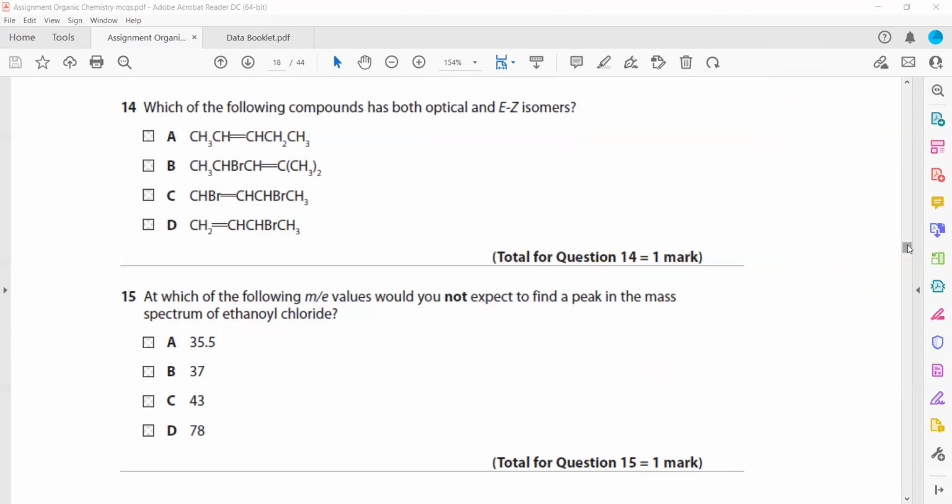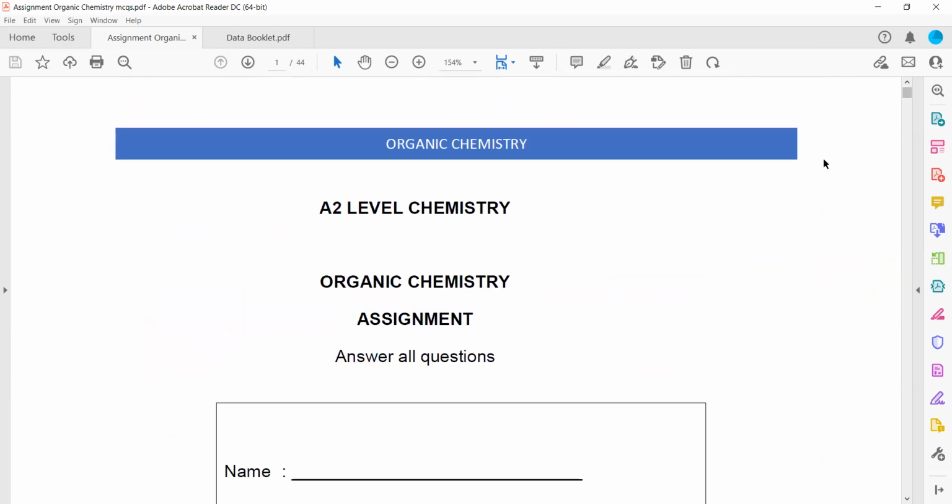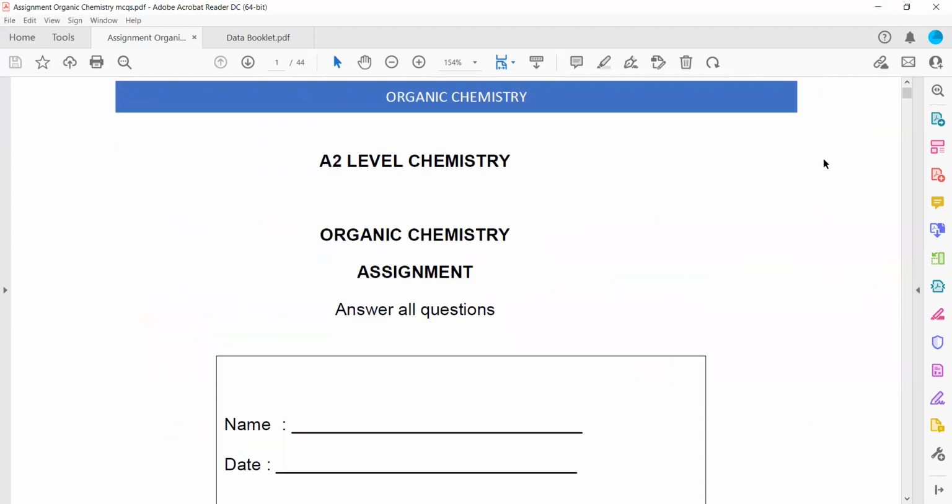So this was the exercise, multiple choice questions related to organic chemistry. In the next session, we will do the structure questions and conclude this unit. Any question or doubt related to the class? Okay, so I'll end the session and share this with you.